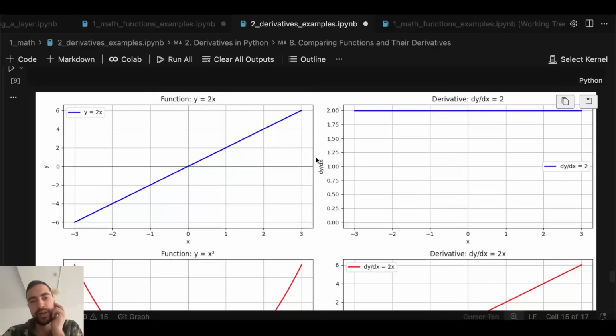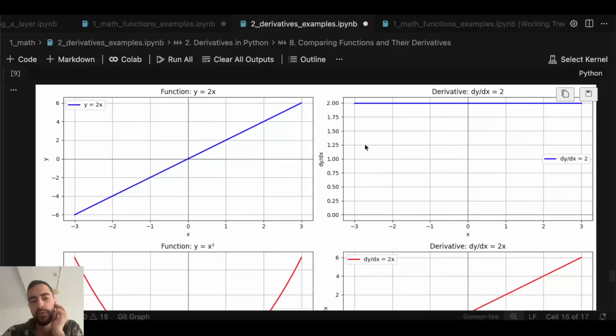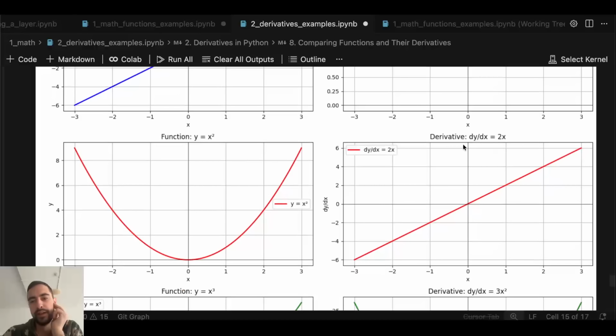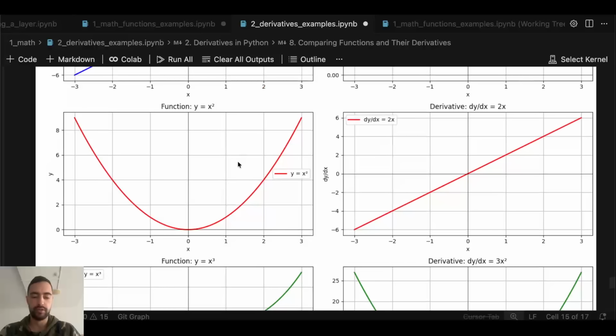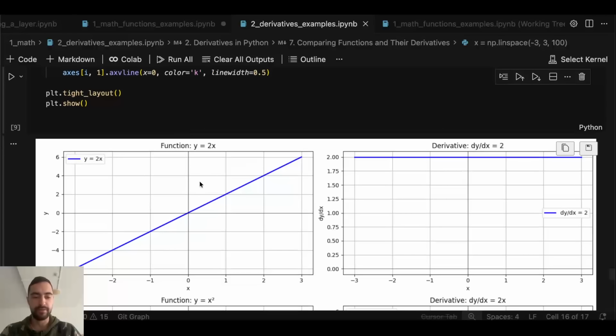And now I just want to summarize the derivative. So we have a linear function, the derivative is constant. We have quadratic functions, so x power 2, the derivative is linear, so x power 1 is the derivative. We have a cubic function, x power 3, the derivative will be x power 2, it will be quadratic. So the derivative is kind of 1 degree less than the function. So that's going to be the core knowledge you need to know about derivatives. You will eventually learn more as you read papers, but for now this is enough.